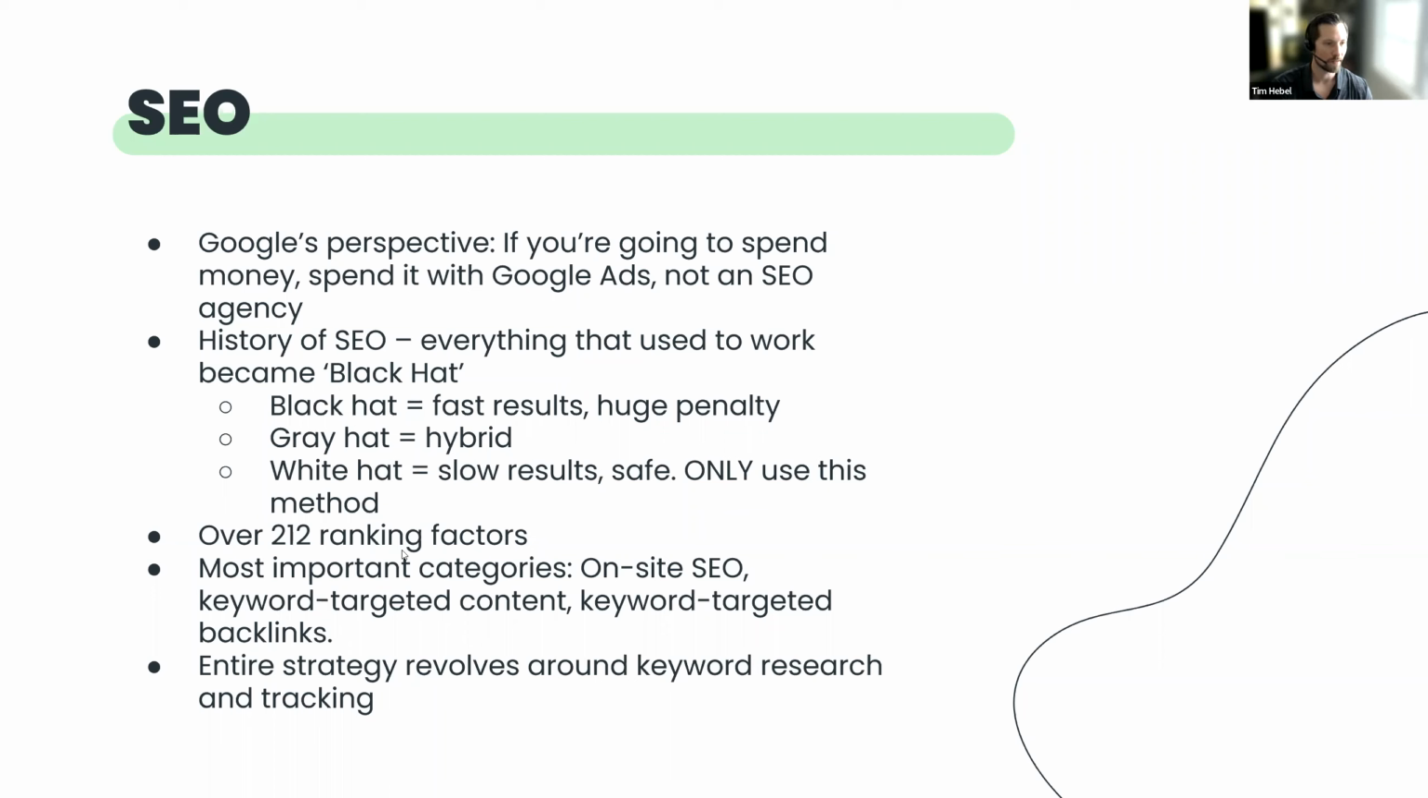But SEO is very complicated. There's over 200 identified ranking factors. Some of the most important categories are on-site SEO, the behind-the-scenes stuff on your own site, like meta titles and meta descriptions. Then keyword-targeted content, like creating new blog posts or articles that are rich in the keywords you want to rank for. And then keyword-targeted backlinks, which are links elsewhere on the internet pointing to you, where another website is sharing you as a resource. So the entire strategy revolves around keyword research and tracking.